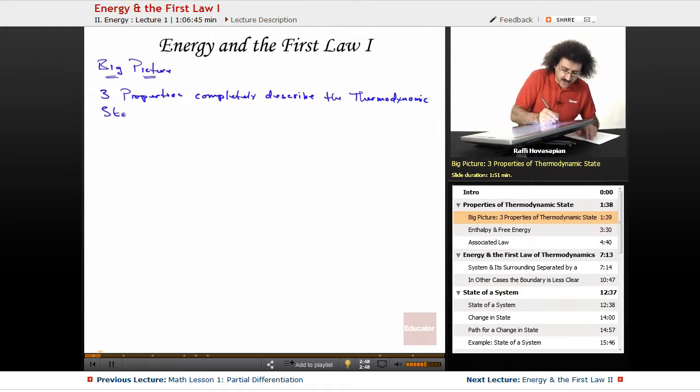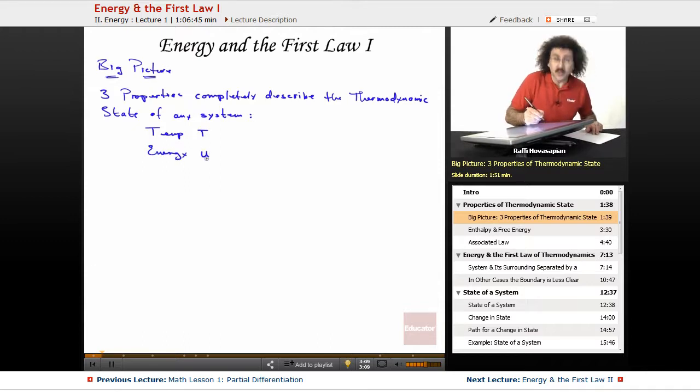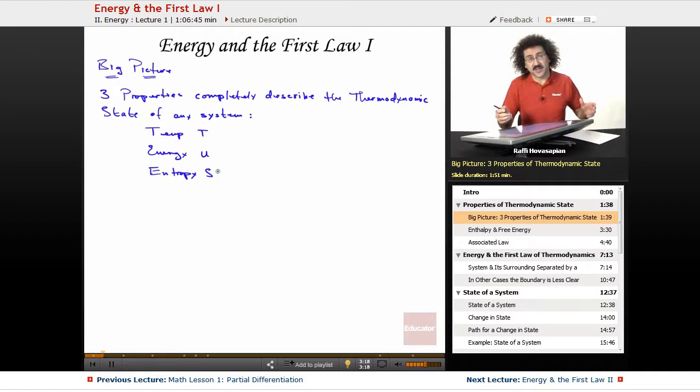And this might be a bit of a surprise when you see this. Any system. They are the temperature, T, the energy, we'll use the variable U for energy, and the entropy, which we're going to use S for. You've heard these terms before. If you know the temperature of the system, how much energy the system contains, and the entropy of the system, these three are all you need for a complete thermodynamic description.